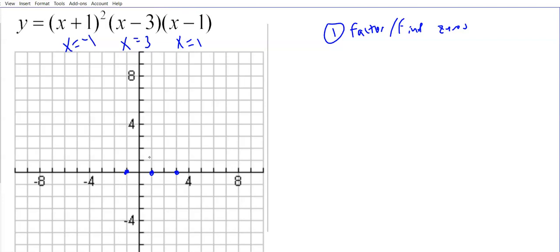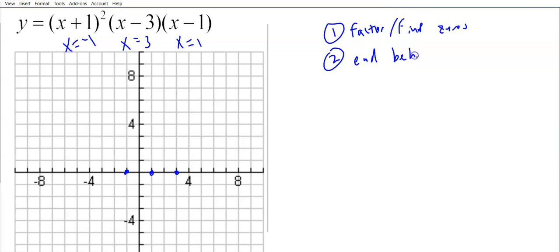It doesn't mean it necessarily goes through, but it definitely touches at those three spots. Those are the only three spots it touches the x-axis for this function. So again, I didn't show my work, but you set each factor equal to 0 and solve. So x minus 1 equals 0. Solve it, you get x equals 1.